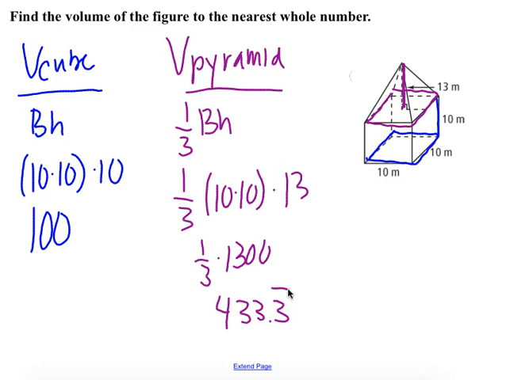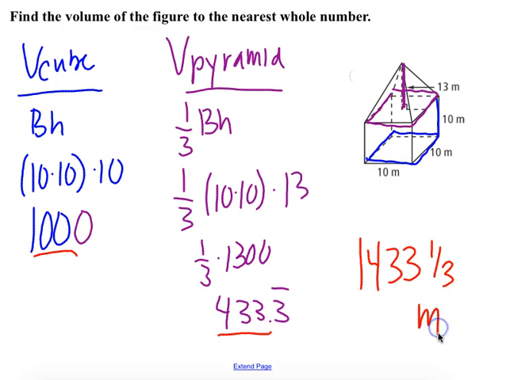And then we're just simply, oops, this is supposed to be 1,000, sorry guys. Now you simply add these together. So 1,000 plus 433.3 is 1,433 and 1/3 meters.